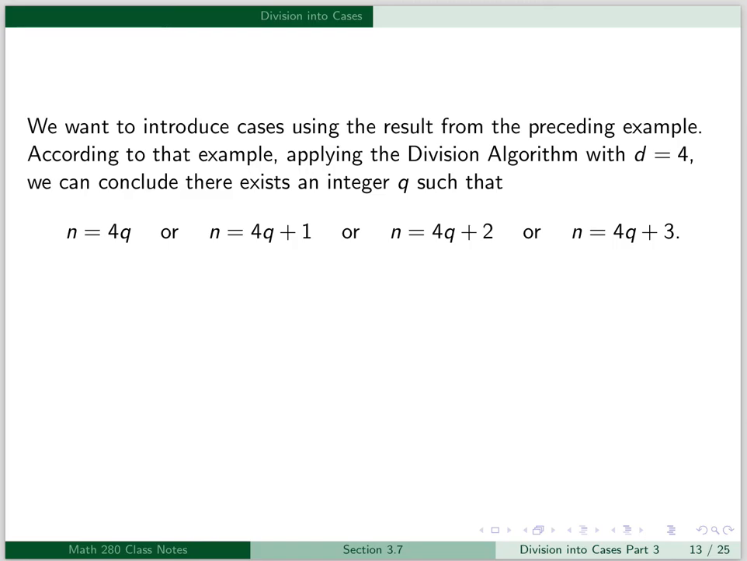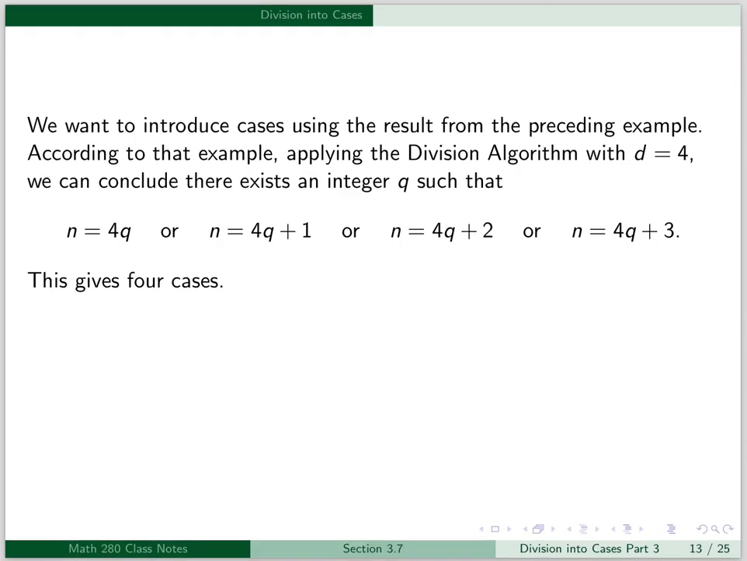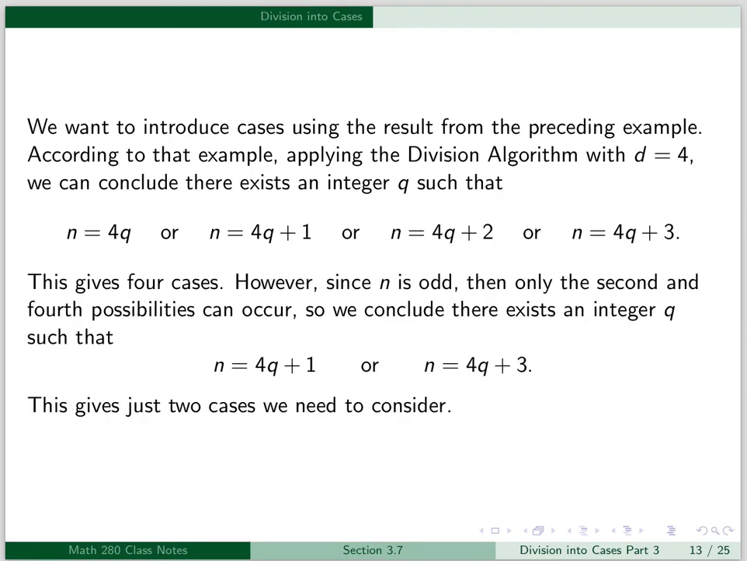According to the example, applying the division algorithm with d is equal to 4, we can conclude that there exists an integer q such that n is 4q, or n is 4q plus 1, or n is 4q plus 2, or n is 4q plus 3. This gives us 4 cases. However, since n is odd, then only the second and fourth possibilities can occur. So we can conclude that there exists an integer q such that n is 4q plus 1 or n is 4q plus 3. This gives us just 2 cases we need to consider in our proof.